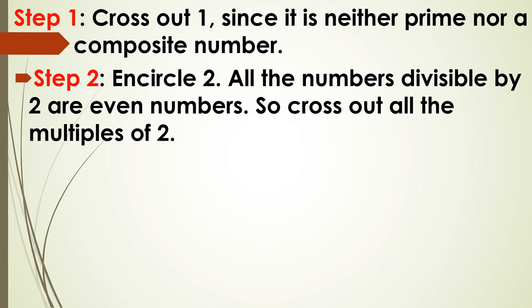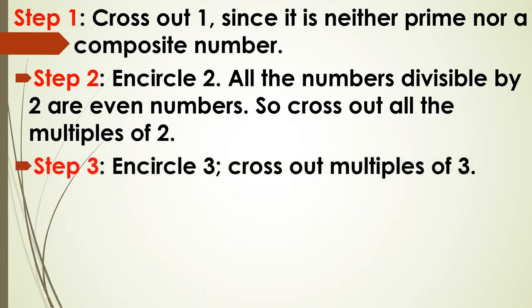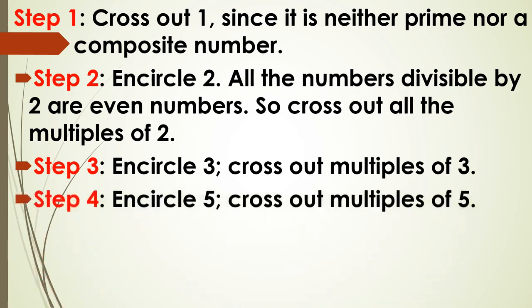Okay? Third step. Now encircle 3. Okay? Cross out all the multiples of 3. Read the table of 3. Okay? And up to 100, you have to cross all the multiples of 3. Now the same step you will follow for 5 also. Encircle 5 and cross out all the multiples of 5.